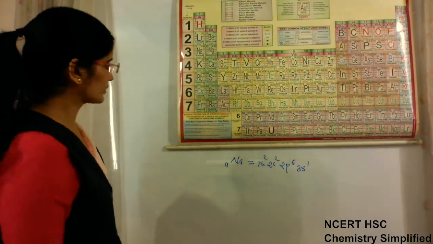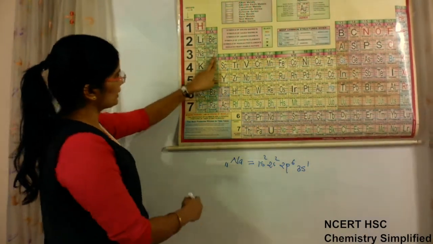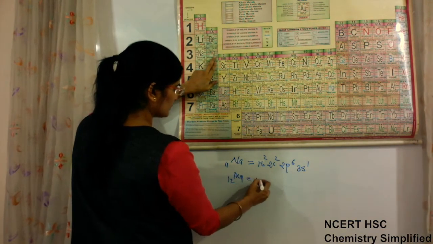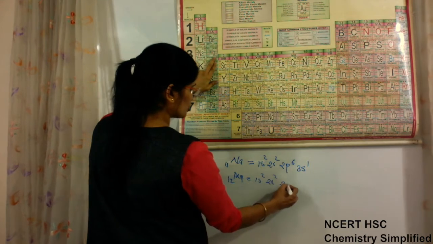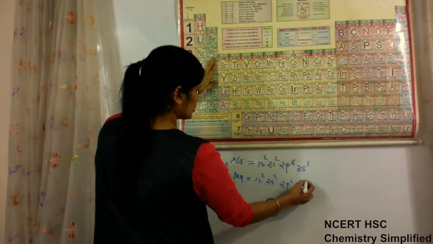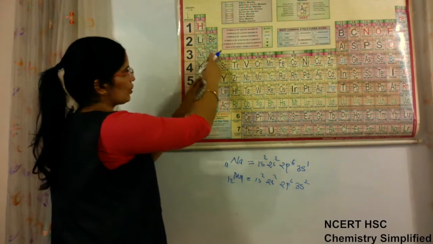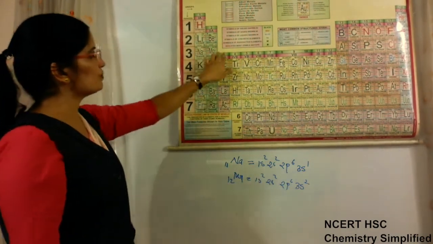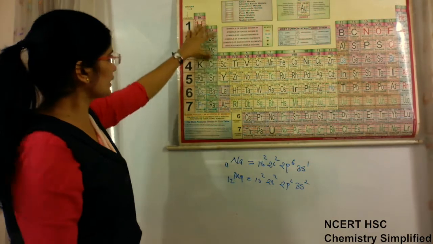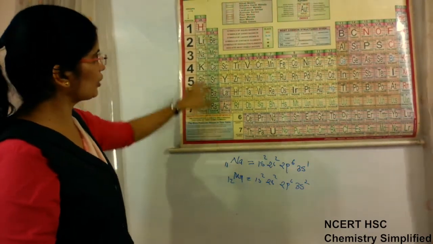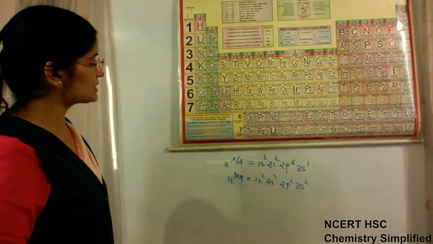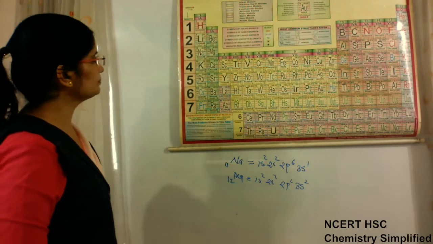If I come to magnesium, Mg is 12. So it is 1s2, 2s2, 2p6, 3s2. So whether for this or for this, the electron is going in S. So these two groups are S block groups, and all the elements belonging to them are known as S block elements. Okay.